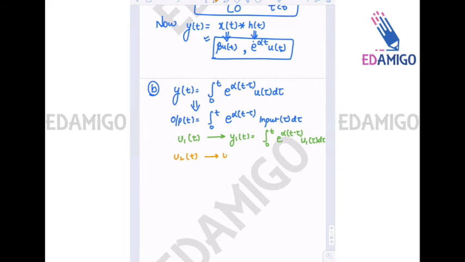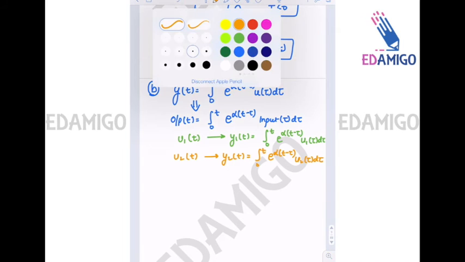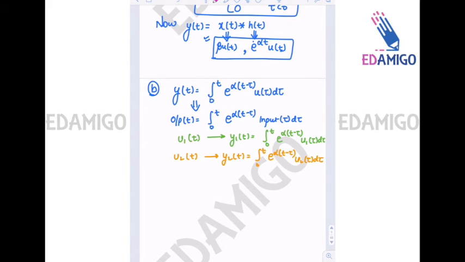u2(t) is the input, then the output y2(t) is equal to the integral from 0 to t of e^(α(t−τ)) u2(τ) dτ. Now let us give the input as a times u1(t) plus b times u2(t). So this is my input t.